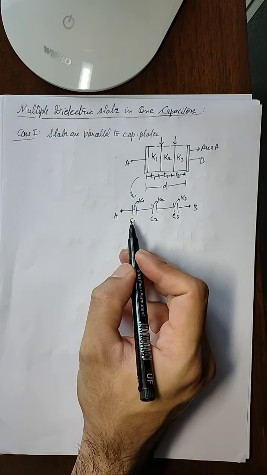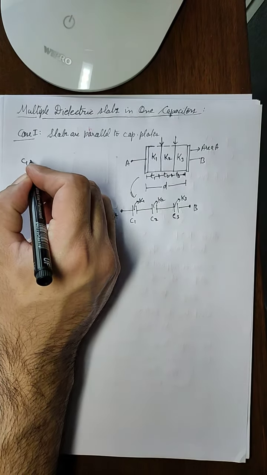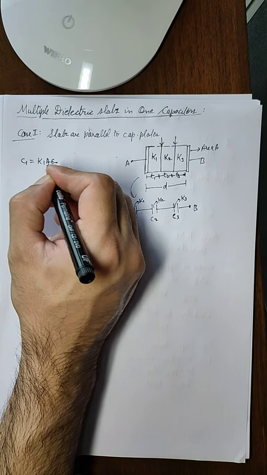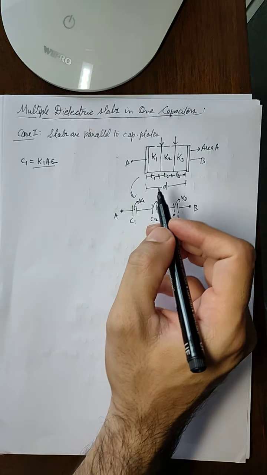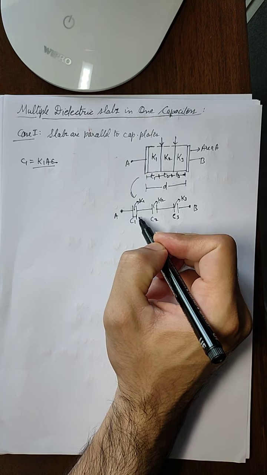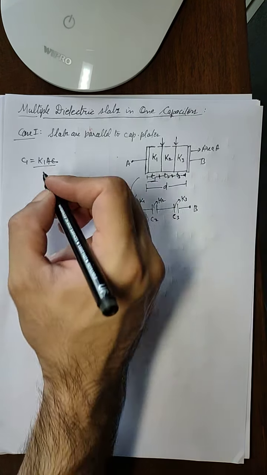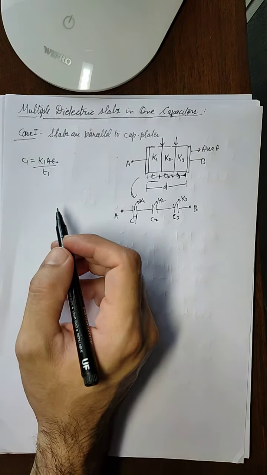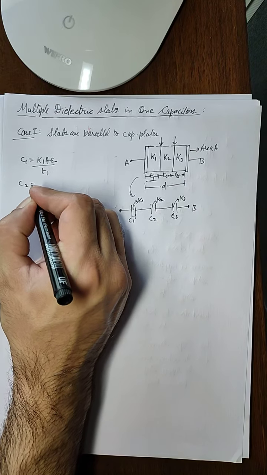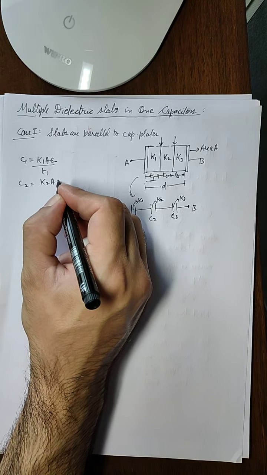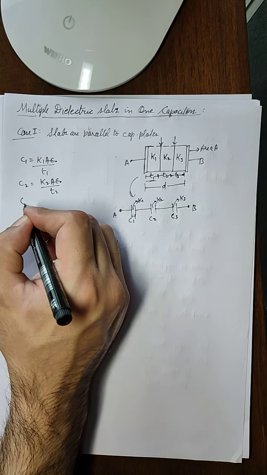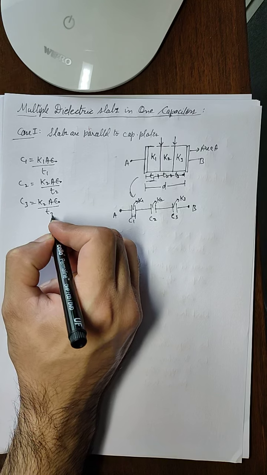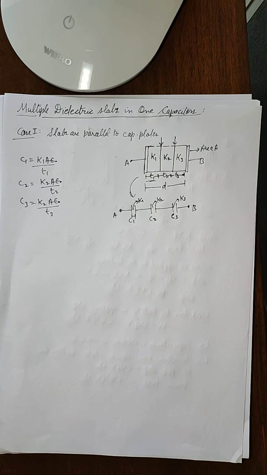In this case, the capacitance of C1 will be equal to K1 A epsilon naught upon the distance. The distance between the plates of C1 is T1, so it will be T1. We already studied this formula in the previous videos. Similarly, capacitance C2 will be K2 A epsilon naught upon T2, and C3 will be K3 A epsilon naught upon T3. So this will be the capacitance.